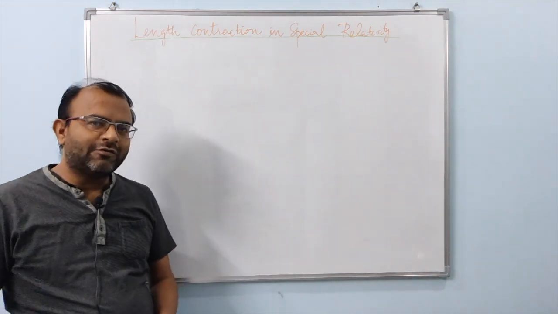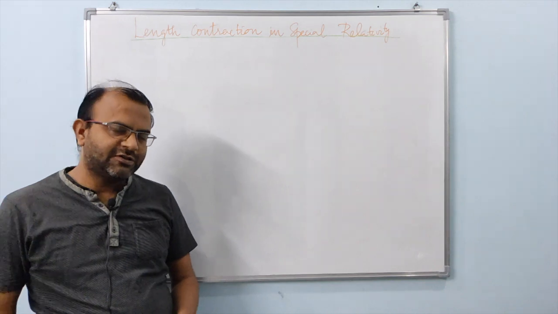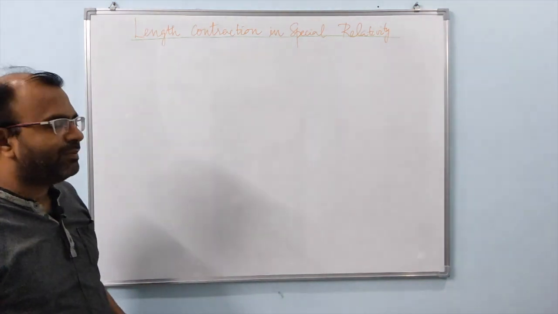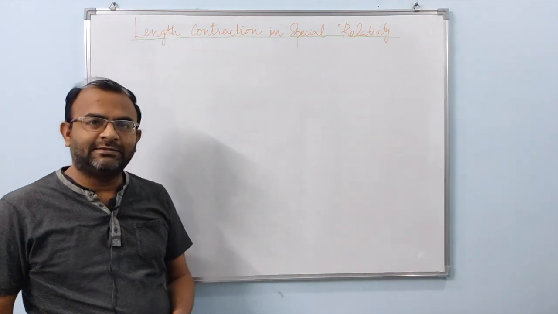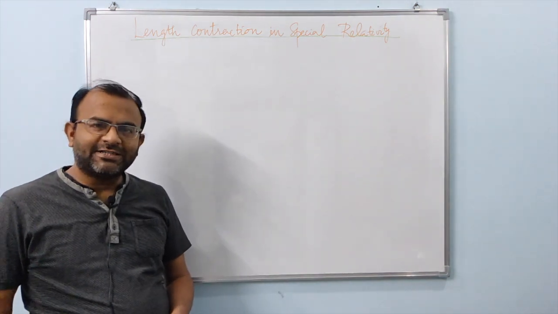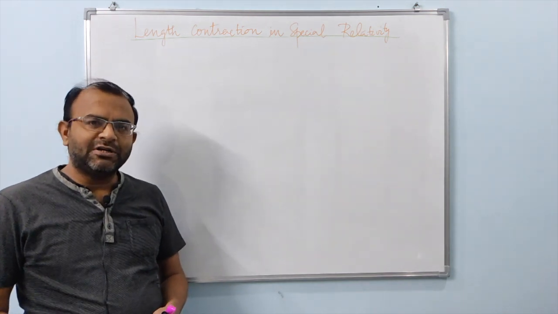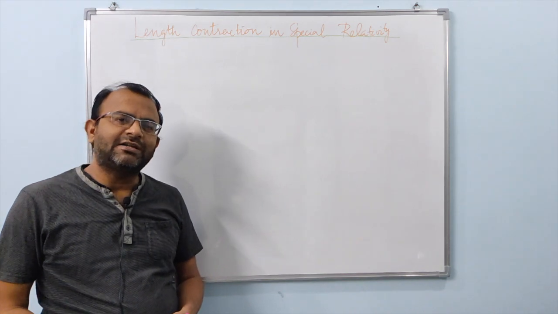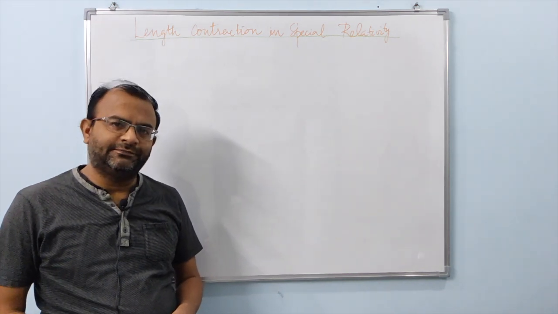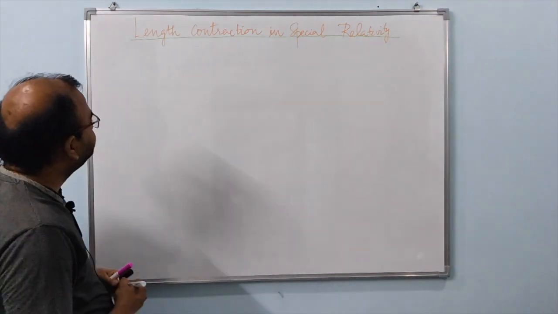We know that length contraction is one of the very important consequences of the postulates of the special theory of relativity proposed by Albert Einstein. What is length contraction? Length contraction is that effect by which objects appear to have shorter lengths to observers in relative motion. Let us take an example and discuss this further.